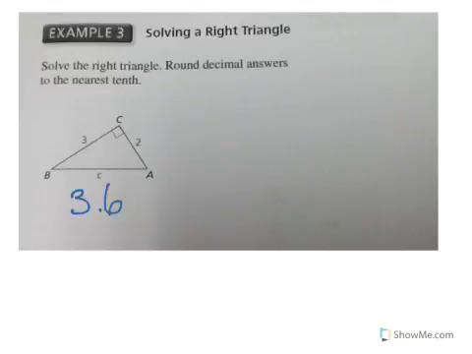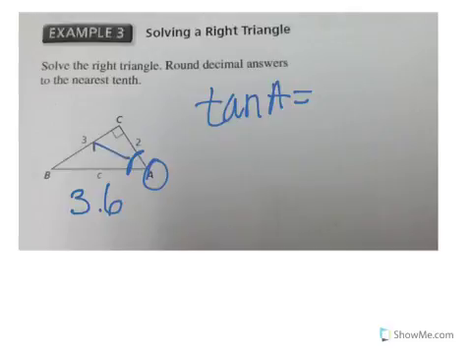We can end up finding the measurements of angle A that we do not have and of angle B, but let's do angle A first. If we do angle A, we can use the tangent. It doesn't matter which one we use, we just have to pick one. I'm going to use tangent because we already have the 2 and the 3. So the tangent of angle A is going to equal opposite, which is 3, over adjacent, which is 2.